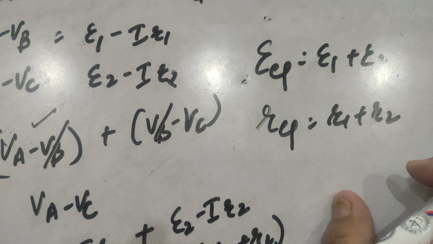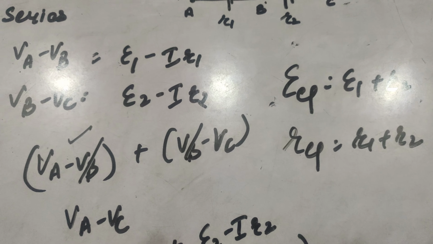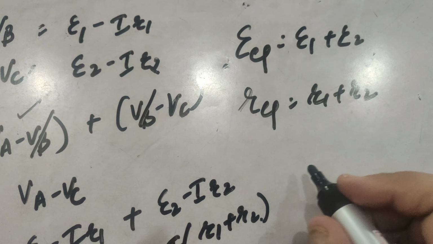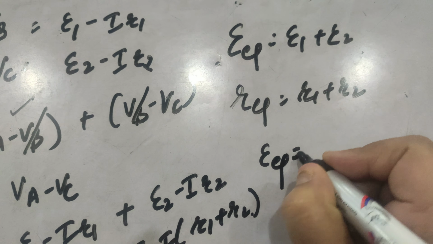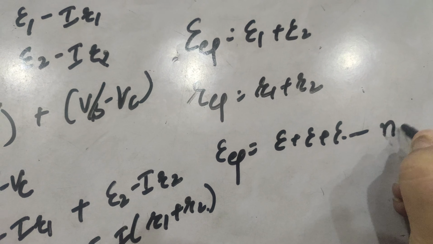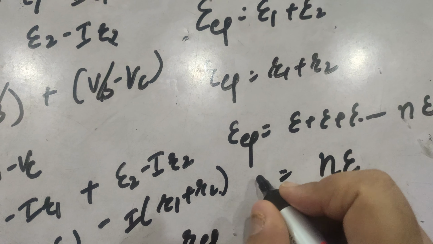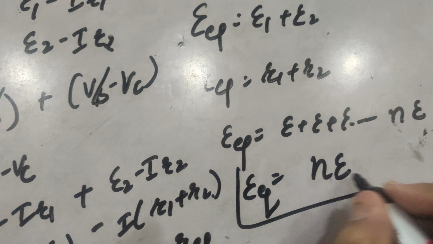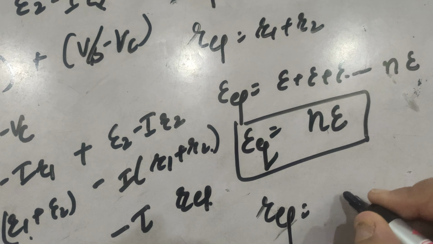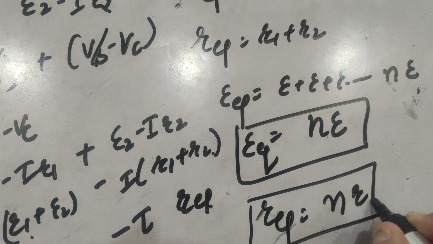Now let us consider the case of n cells of equal EMFs to be connected in series. So in this case, the EMF E equivalent will be equal to E plus E plus E, and so on, so we'll get here nE. E equivalent is equal to nE. And similarly, R equivalent can be calculated as nr if n resistances are to be connected in series.